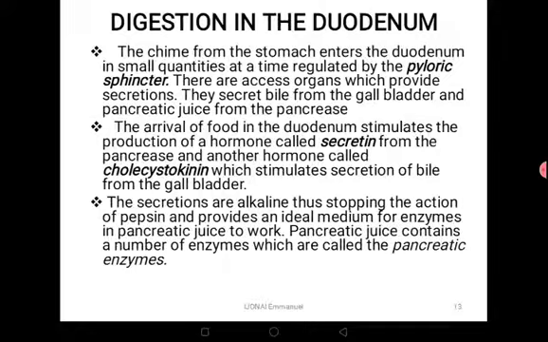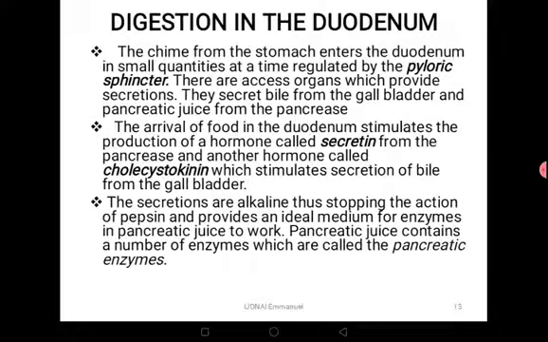That is cholecystokinin. Then secretin stimulates secretion of pancreatic juice. The secretions are alkaline, thus stopping the action of pepsin, and provide an ideal medium for enzymes in the pancreatic juice to work. Pancreatic juice contains a number of enzymes which are called the pancreatic enzymes. So those secretions from the bile are alkaline. They have a high pH and they provide the best condition.